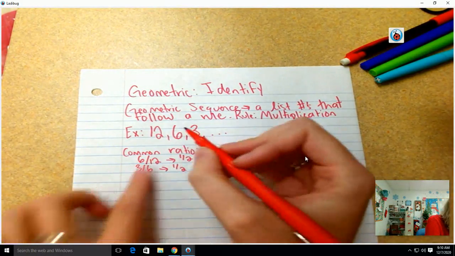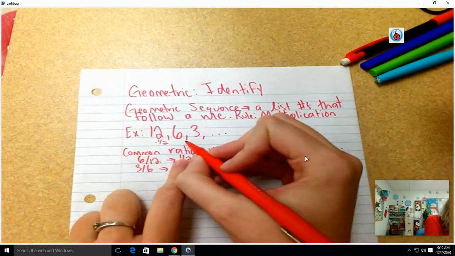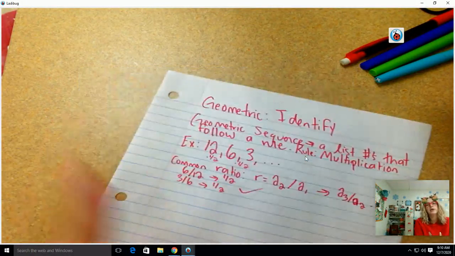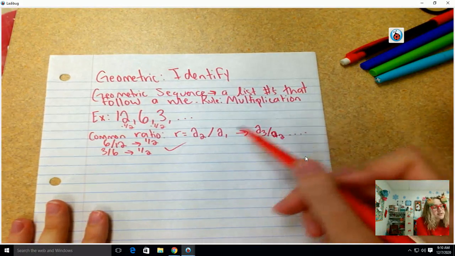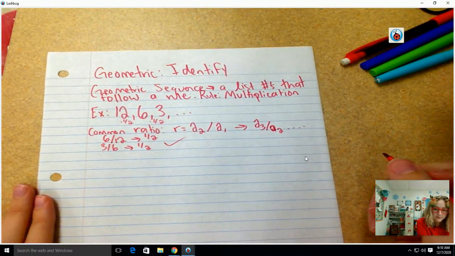Or you can think about it: how do I get from 12 to 6? By multiplying by 1/2. 6 to 3 is times 1/2. Initially you might look at this and think, oh, dividing by 2. Well, remember, we're dealing with multiplication, not division, so you're going to have to put that dividing by 2 in terms of multiplication.